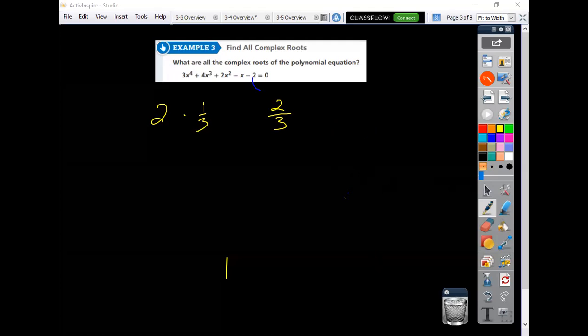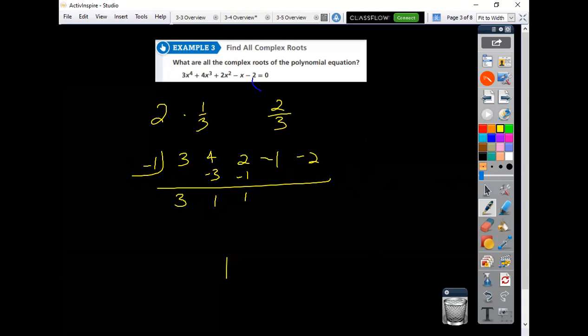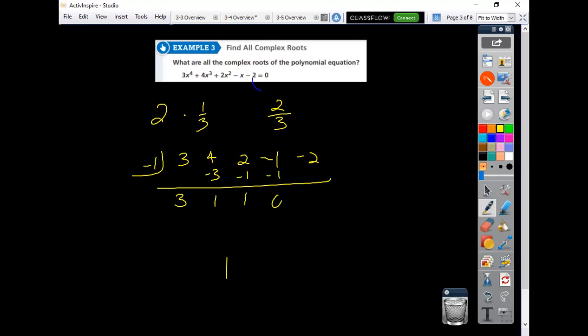I'm going to take the -1 out first. Synthetic division, coefficients off from everything. Bring down the 3, multiply -3, add straight down. -1 times 1 is -1, add straight down. Multiply, that's -1. No, that doesn't seem like that worked. I must have done something too fast, or I didn't type my equation in right or something. Bring down 3, 4, 2, -1, -2.